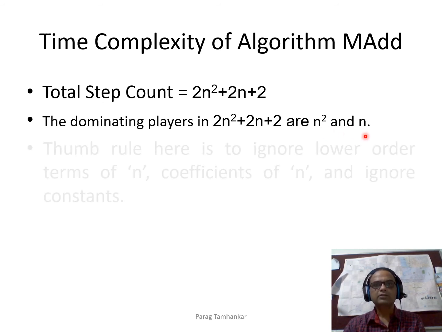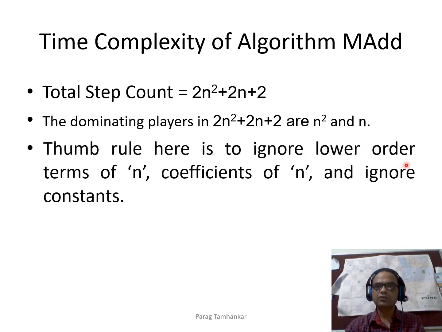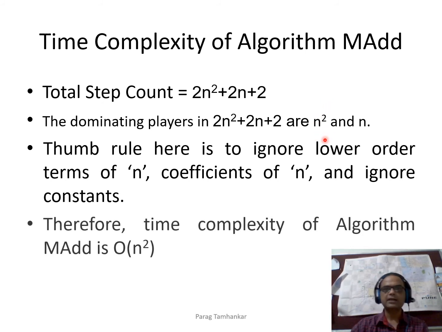So the thumb rule again is to ignore low order terms of n, coefficients of n, and ignore constants as well. We are going to ignore the constant, the coefficients, and the lower order terms of n. In n square and n, the lower order term is n, so we are going to ignore n as well. So the time complexity of this algorithm is largely determined by n square. Hence the time complexity of this algorithm happens to be order of n square.